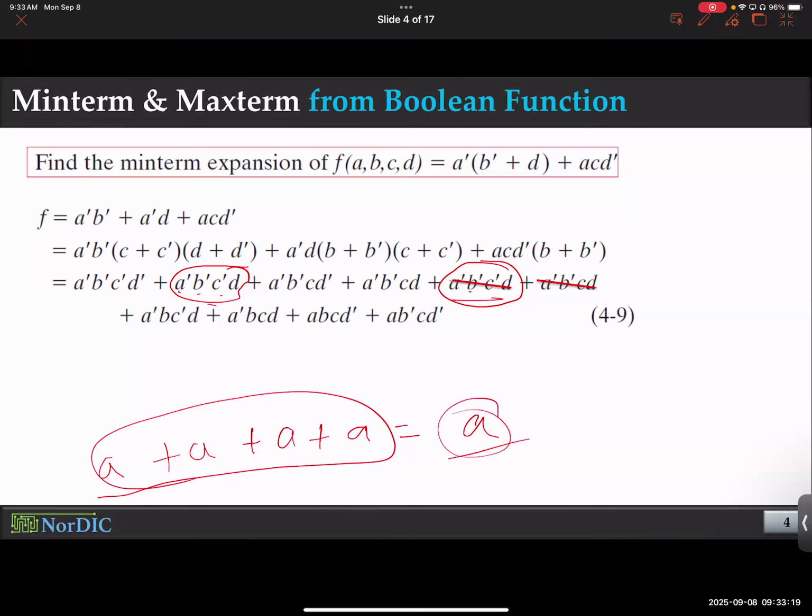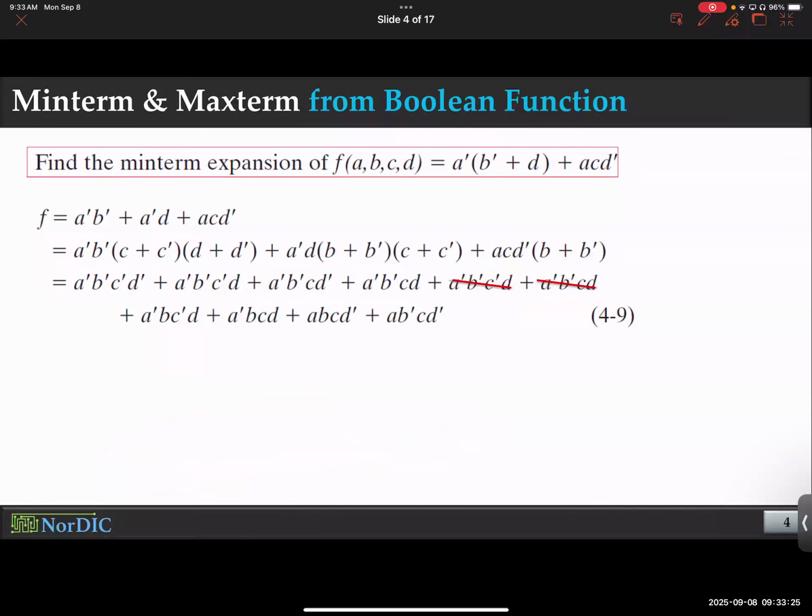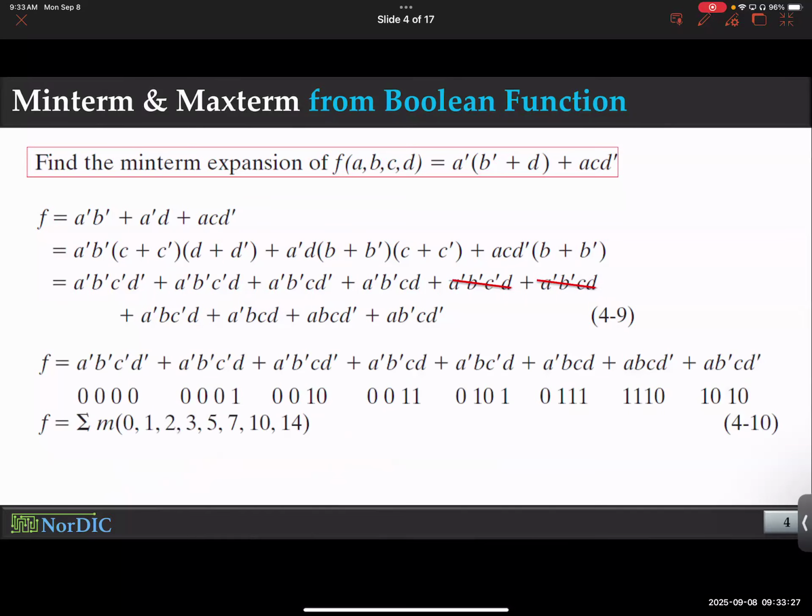So basically, all of the same numbers with each other will always be that number. So we don't need two. We can just keep one of them. So we get rid of the redundant terms. So what you're left with here is this expression.